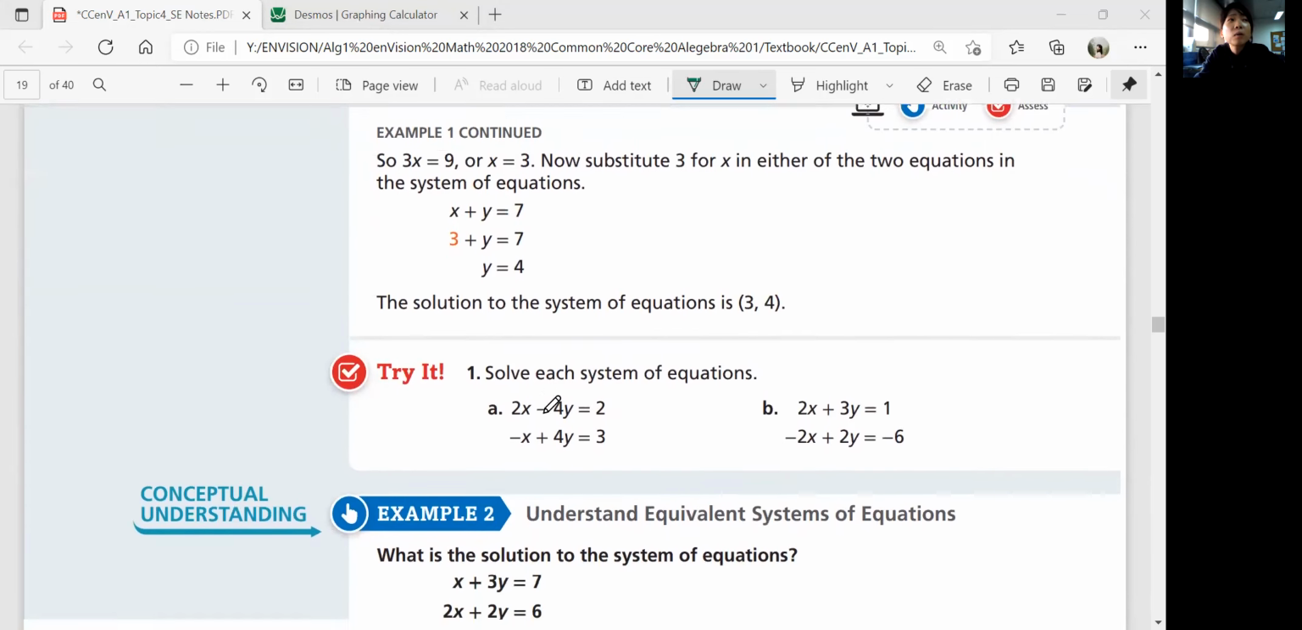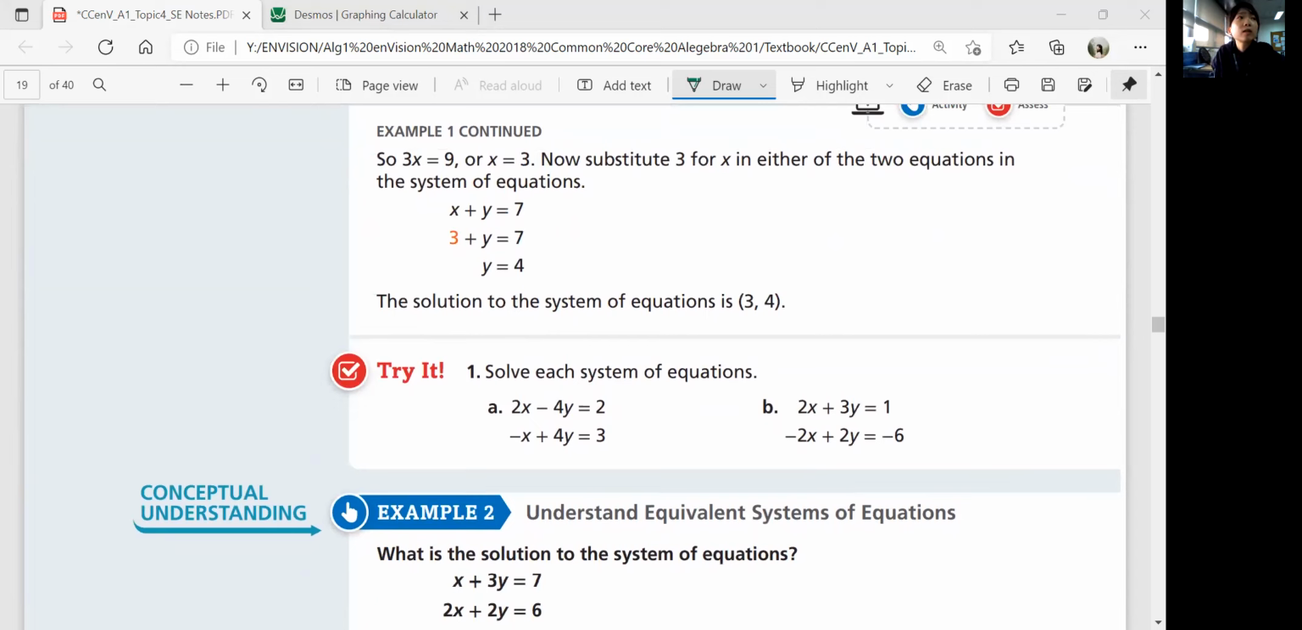Okay, try number 1A, come back when you are ready. Try by yourself. Solve the system of equations by elimination. It is easier to solve it by elimination because we have 4y and negative 4y. If you add them, they become 0, so you can eliminate it. That is why it's called elimination.